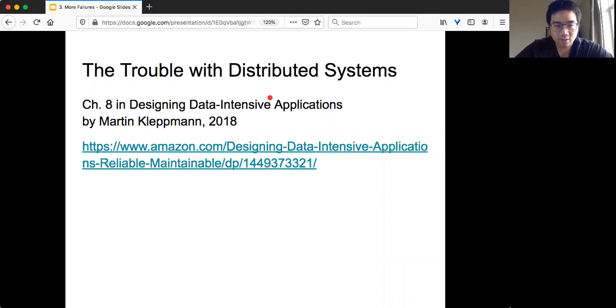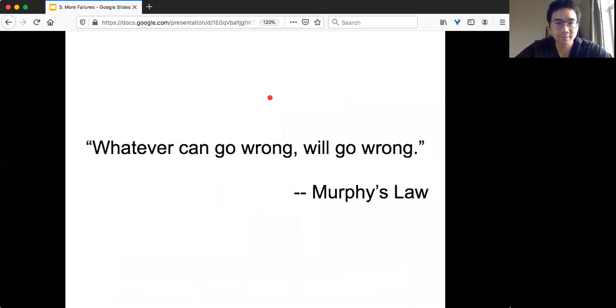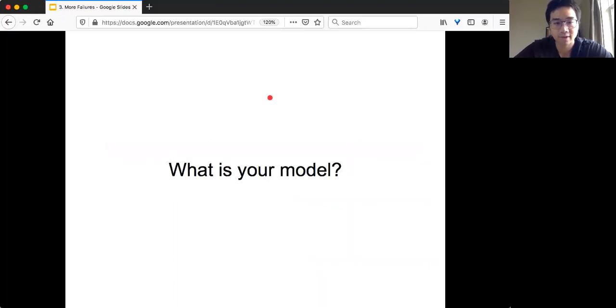This talk is based on a chapter of a very nice book, Designing Data-Intensive Applications by Martin. The chapter is called The Trouble with Distributed Systems. In dealing with distributed systems, we should think about Murphy's law: whatever can go wrong will go wrong. So you need to deal with lots of different things, lots of different failures.